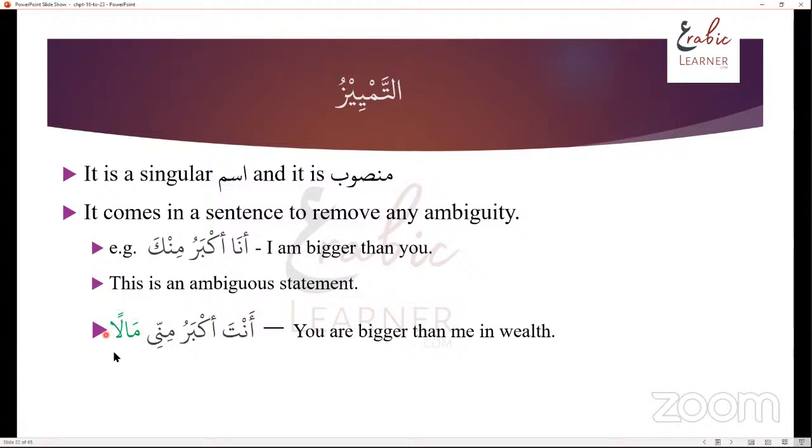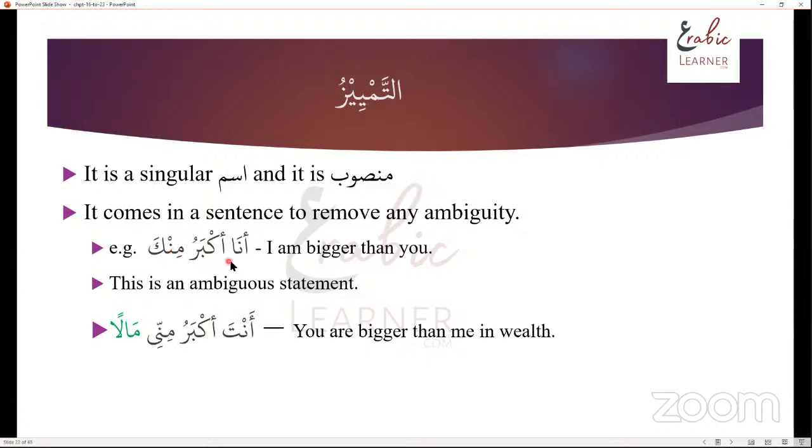Okay. Now malan, this is what? This is in the halat of nasab. Why? Because it is taking double fatha, right? The actual word is malun, and it is malan, and it is singular. So you are bigger than me in wealth. Okay. So this is removing the ambiguity of that.